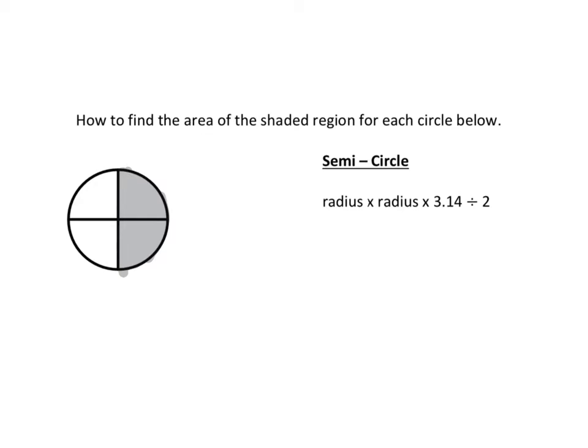Sometimes this is shown like this. It can be sideways as well. It is half a circle. Now, we're looking for the area of this. When you find the area of a semicircle, it's the regular area formula, which is radius times radius times 3.14. But since it's half, all we have to do is divide by 2 at the end.